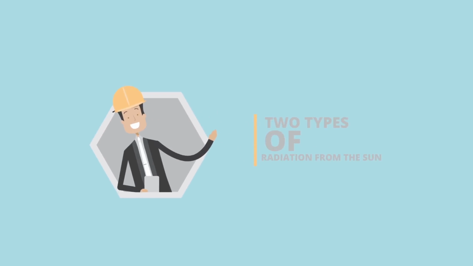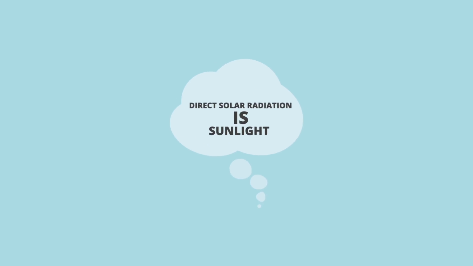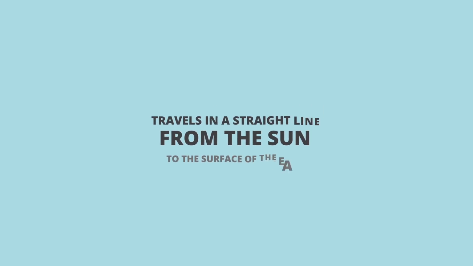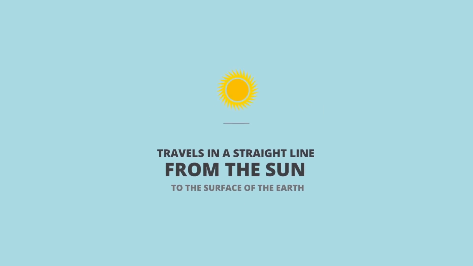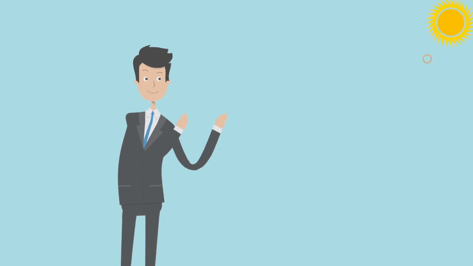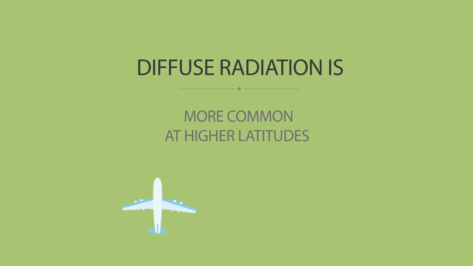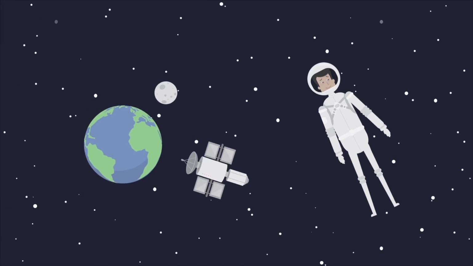Radiation. Solar radiation. There are 2 types of radiation from the sun that affect the planet: direct and diffuse. Direct solar radiation is sunlight that travels in a straight line from the sun to the surface of the earth. Diffuse radiation refers to sunlight that reaches the ground only after having been scattered by molecules and particles in the atmosphere. Diffuse radiation is more common at higher latitudes, with up to 30% of the total radiation reaching the Earth from latitudes 38 degrees or higher being this kind. At the poles, it can be close to 100%.